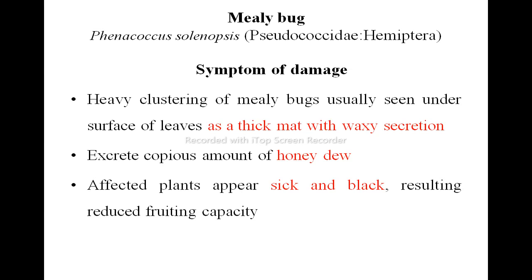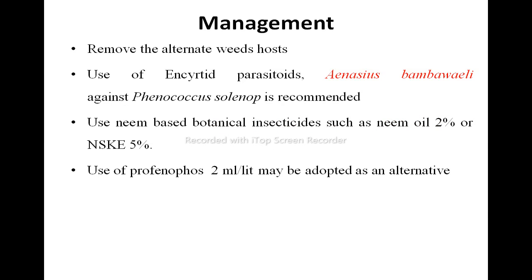Symptom of damage. This insect causes heavy clustering of the mealybugs, usually seen under the surface of the leaf. Because of that, we can see the waxy secretion on the plant, and it also releases honeydew, and the crop plant that is affected by heavy mealybugs becomes very sick and black in color. Because of that, the plant is unable to give good fruiting.